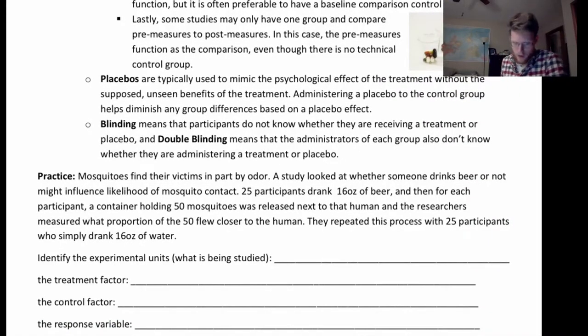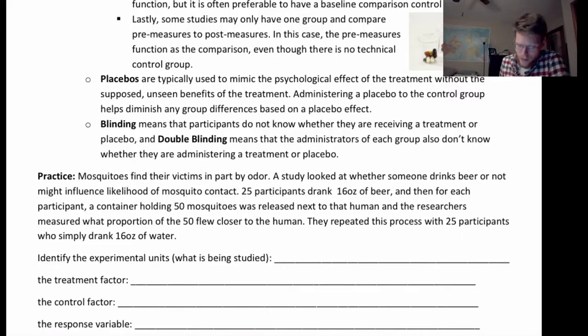Okay, cool. All right, so mosquitoes find their victims in part by odor. A study looked at whether someone drinking beer or not might influence the likelihood of mosquito contact. Here in this study, we have 25 participants who drank 16 ounces of beer, and then for each participant, a container holding 50 mosquitoes was released next to that human, and the researchers measured what proportion of the 50 flew closer to the human. They repeated this process with 25 participants who simply drank 16 ounces of water.